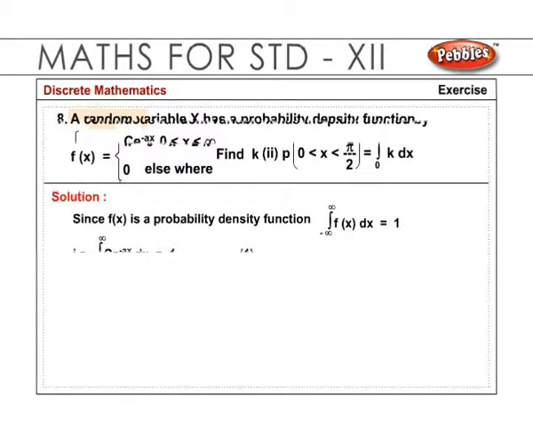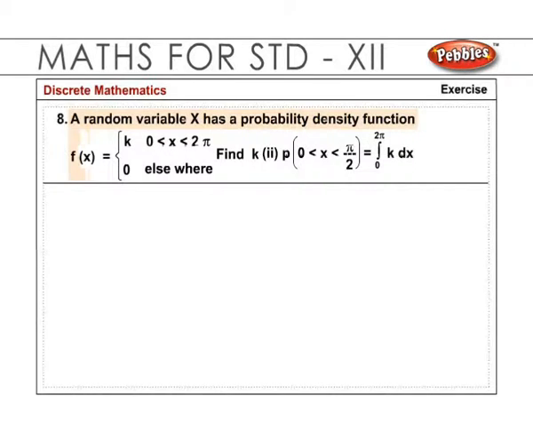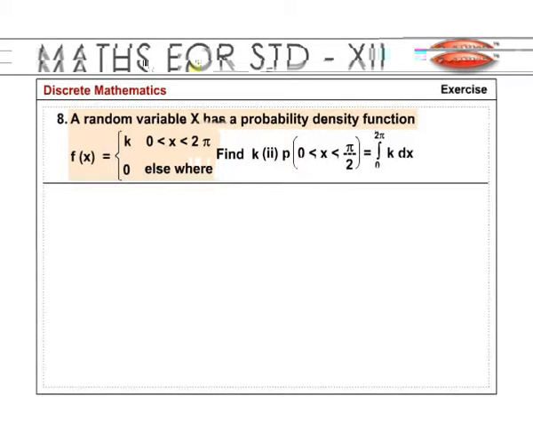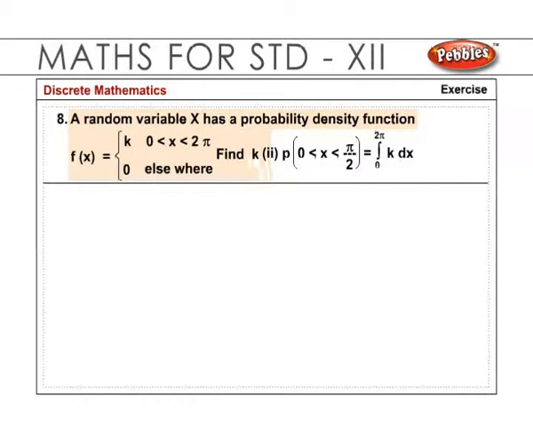A random variable x has a probability density function f(x) = k, 0 < x < 2π, 0 elsewhere. Find k. P(0 < x < π/2) is equal to the integral from 0 to π/2 of k dx.